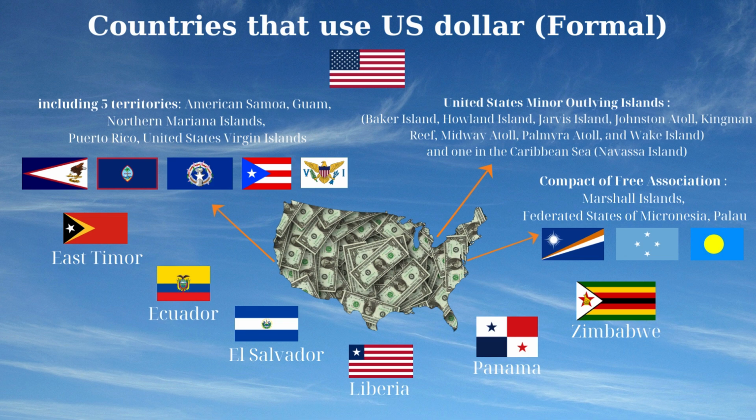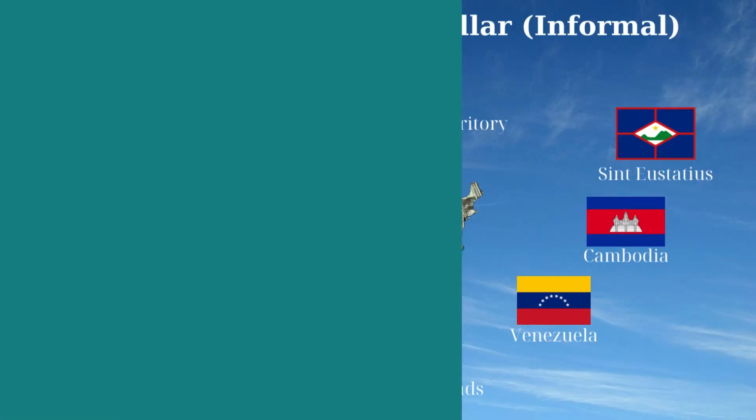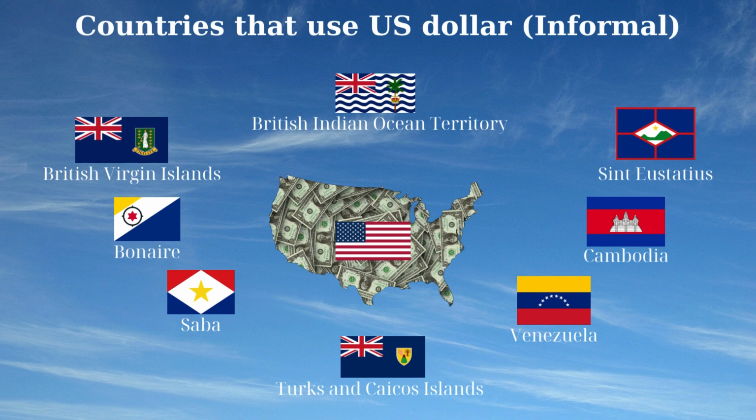East Timor, Ecuador, El Salvador, Liberia, Panama, Zimbabwe. Countries that use the US dollar informally: Bonaire, British Indian Ocean Territory, British Virgin Islands, Cambodia, Sabah, St. Eustatius, Turks and Caicos Islands, Venezuela.